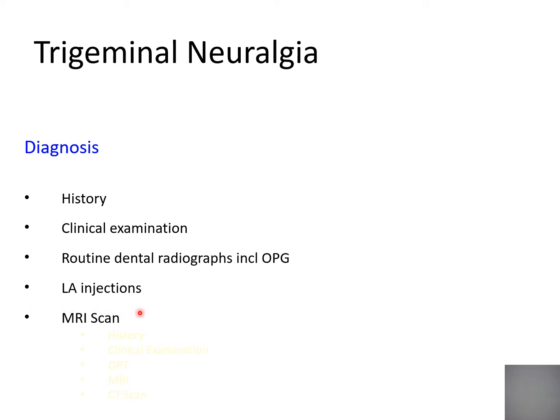Local anesthetic injections have been administered traditionally in the diagnosis of trigeminal neuralgia. Just remember, any type of pain would respond to local anesthetic injection, whether it's due to pulpitis or local infection or, say, for example, dry socket.